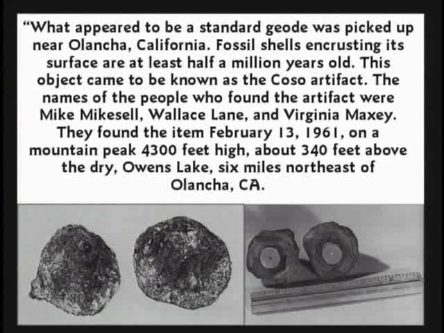What appeared to be a standard geode was picked up near Olancha, California. Fossil shells encrusting its surface are at least 500,000 years old. Yeah, right. This object came to be known as the Coso artifact. The names of the people who found the artifact were Mike Mikesell, whoever they are. They found it in 1961 on a mountain peak, 4,300 feet high, 340 feet above the dry Owens Lake.